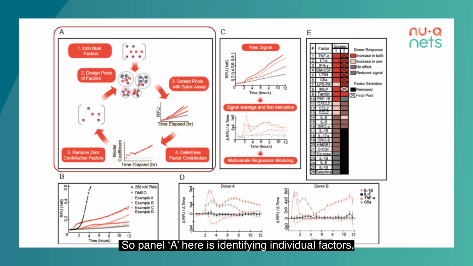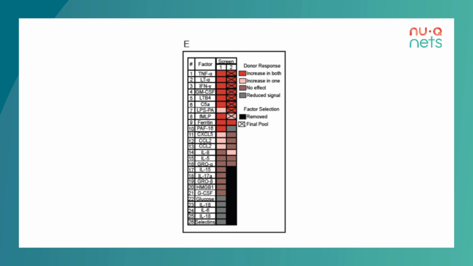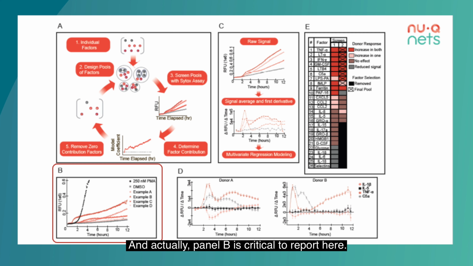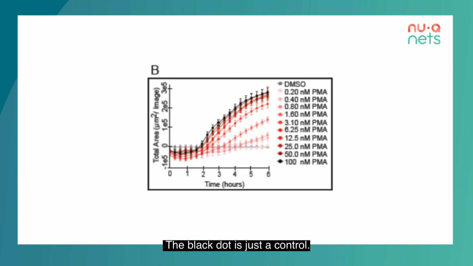Panel E is a list of all the factors that were involved, from tumor necrosis factor alpha, LT alpha, interferon gamma, GM-CSF, granulocyte macrophage colony stimulating factor, all the way down to some interleukins, interleukin 1 beta, interleukin 6, interleukin 18, and some selectins. And actually, panel B is critical to report here. The black dot is just a control. We're stimulating with PMA and proving that activation of neutrophils worked.